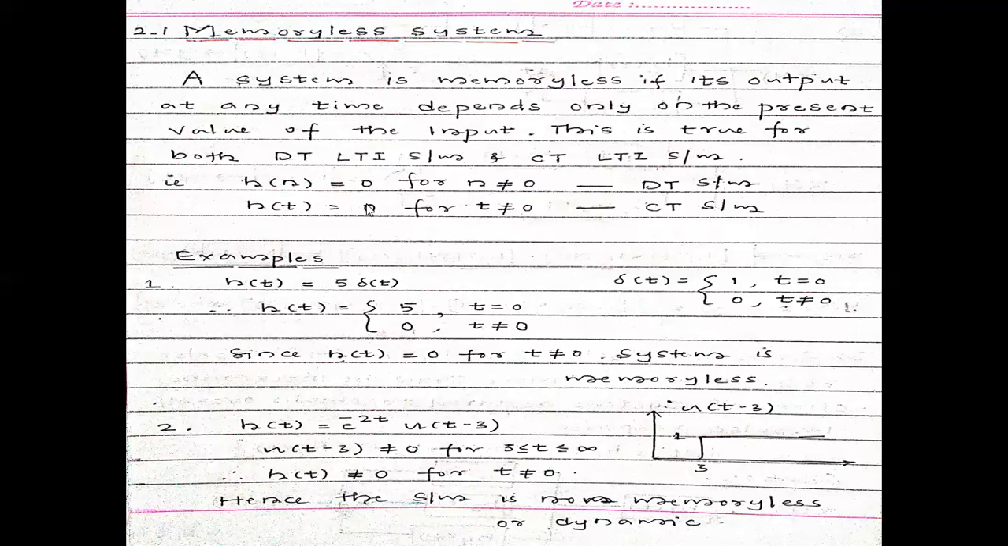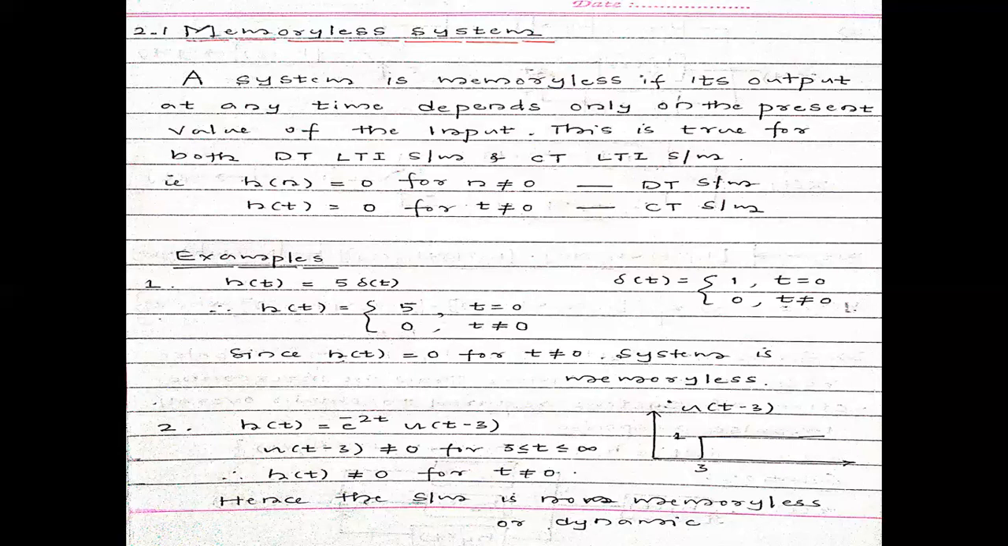Similarly, h of t is equal to 0 for t not equal to 0. For example, if I take delta of n, the delta of n is equal to 1 only at n equal to 0. For n not equal to 0, delta of n is 0. That's why delta of n is a memoryless system. Similarly, delta of t for a continuous time system.